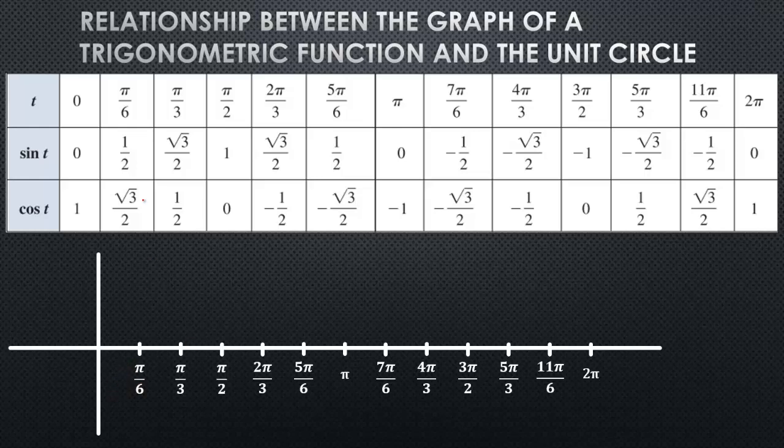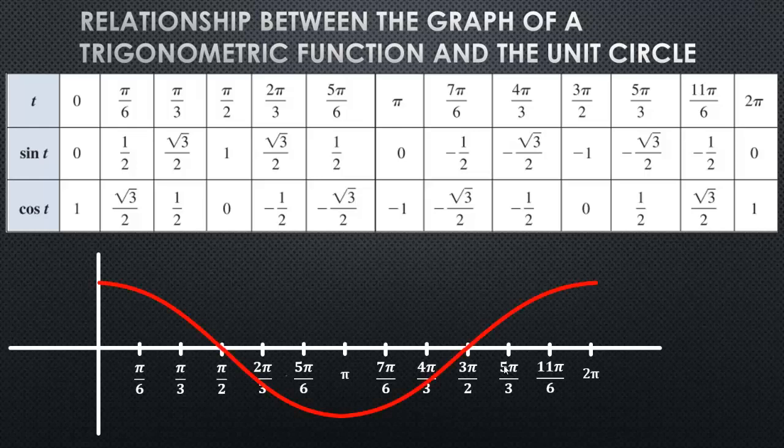Now on our graph, we're going to be using things like pi over 6, pi over 3, pi over 2, 5 pi over 6. So basically the parts of the unit circle that exist. We may not use them all. It depends on what the size of your graph is. But everything's going to be in terms of radians for the most part.